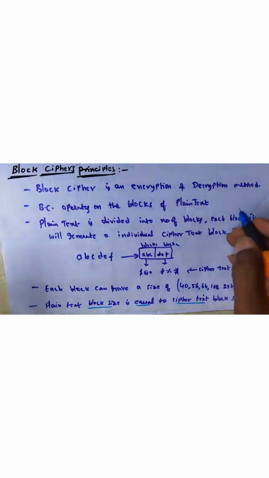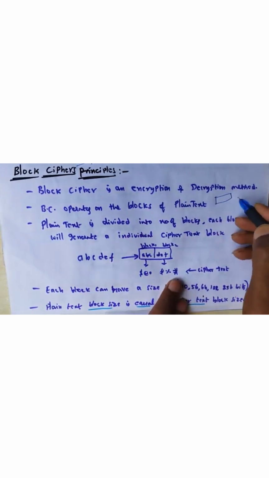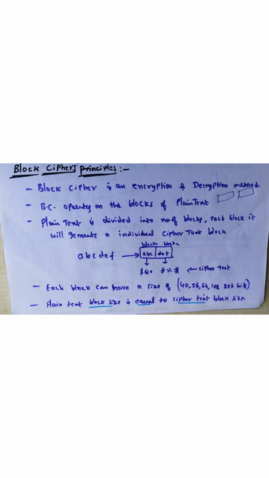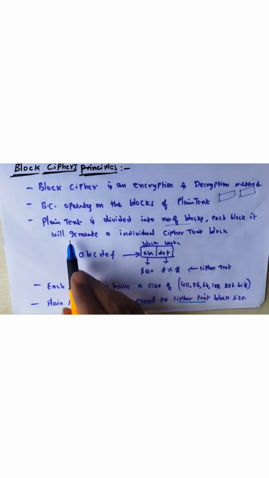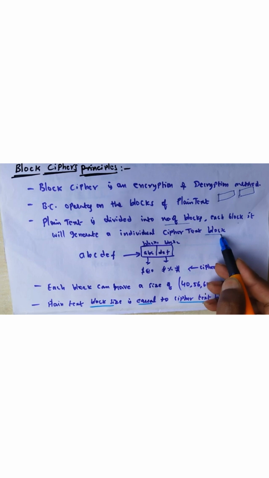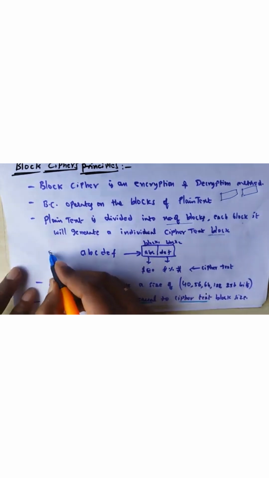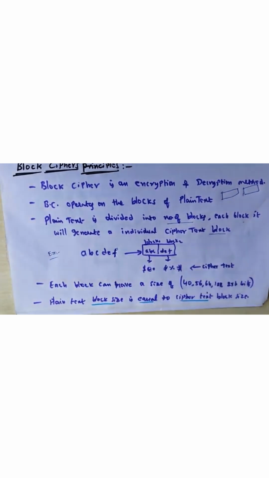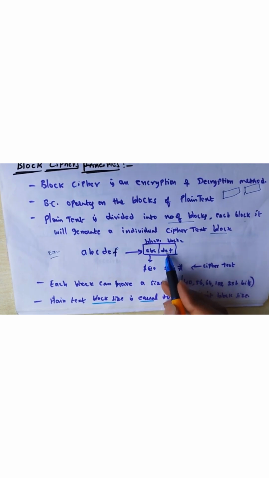For example, if you take any plain text message, it will be divided into a number of blocks. See here, the plain text is divided into a number of blocks, and each block will generate an individual cipher text block. For example, I am taking the plain text message A, B, C, D, E, F. That message will be divided as block 1 is A, B, C, and block 2 is D, E, F.